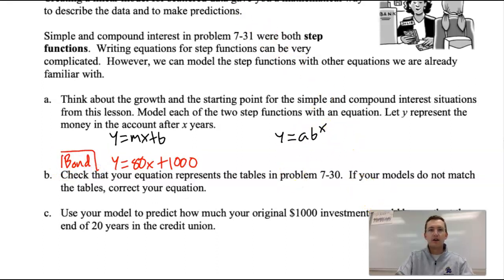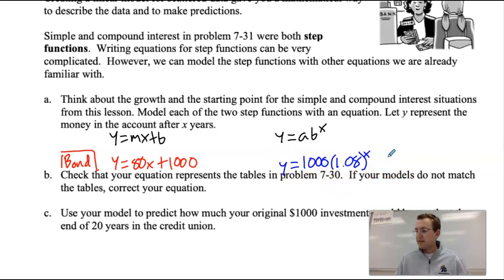Perfect. For our credit union account, that was our exponential looking one. Our starting value was still $1,000, so we should have A for 1,000. And then like we talked about before in the video, our multiplier was 1.08. And that is what our equation should look like for the credit union. So hopefully that is what we got.